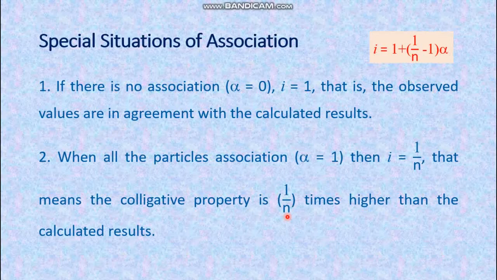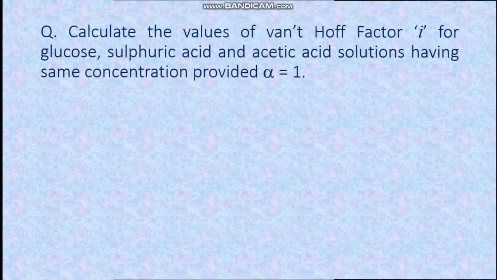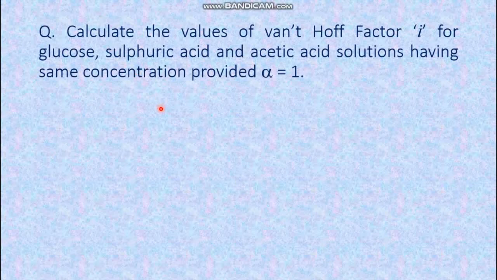In that case, for the water solution which was boiling at 100.1 degrees Celsius for a particular amount of glucose solution, the same amount of acetic acid if dissolved, then the boiling point would have been 100 plus 0.1 by 2, that means 100.05 degrees Celsius. So this way you have to calculate the deviation. And try to calculate the values of Van't Hoff factor i for glucose, sulfuric acid and acetic acid solutions having the same concentration, provided alpha equals 1.